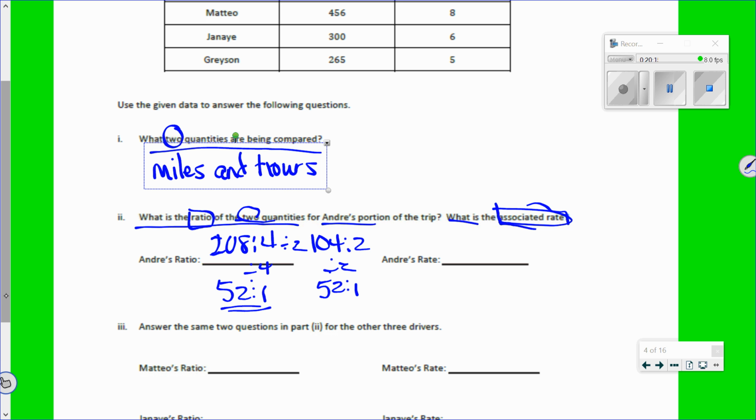So what is my actual rate then? 52 miles per hour. Make sense? Anybody struggling with this? Good, because you guys get to do the next 3 by yourselves.